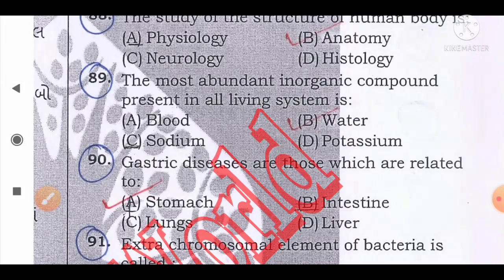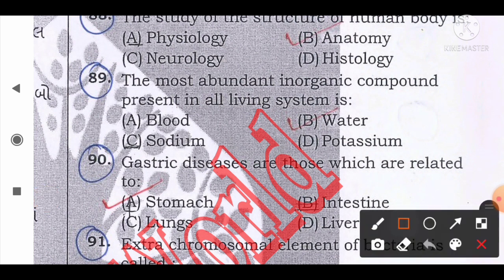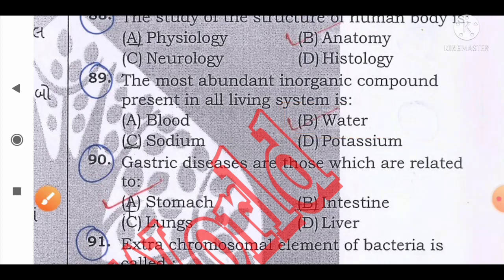Move to the next question number 89. The most abundant inorganic compound present in all living systems is A blood, B water, C sodium, D potassium. And the correct answer for this question is B, water is the most abundant inorganic compound present in all living systems. So B water is the correct answer for this question.